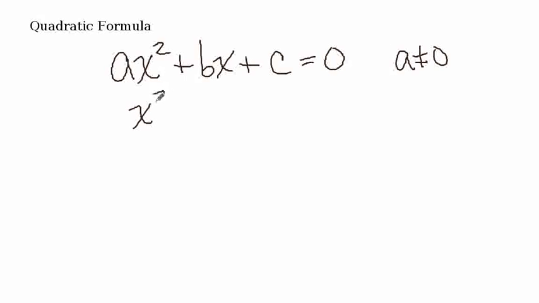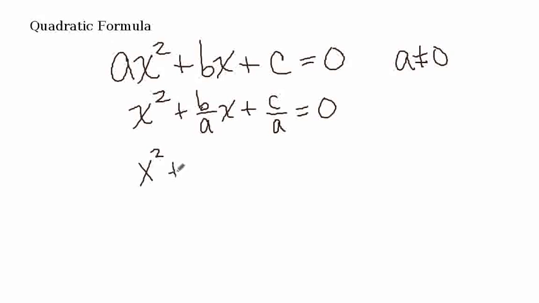Right now I'm not doing anything different than completing the square. If we were completing the square, we wish that the c over a was actually the square of half of the second coefficient, b over a. So I really want it to be b squared over 4a squared. So let me go ahead and add b squared over 4a squared to both sides.